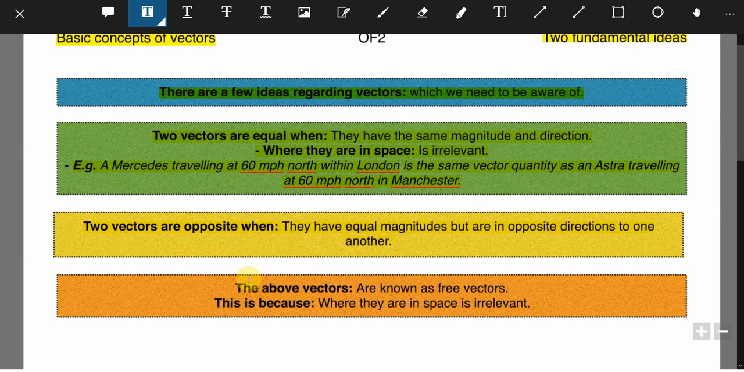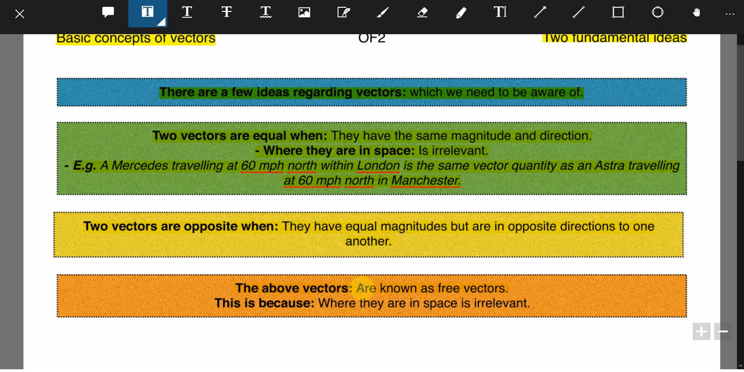A final little bit of information is that the above vectors are known as free vectors. I emphasize the fact that where they are in space doesn't matter, because free vectors can be anywhere in space, yet all we pay attention to is the magnitude and direction. Later on we'll come across position vectors, which do matter where they are in space, but for now that's unimportant.